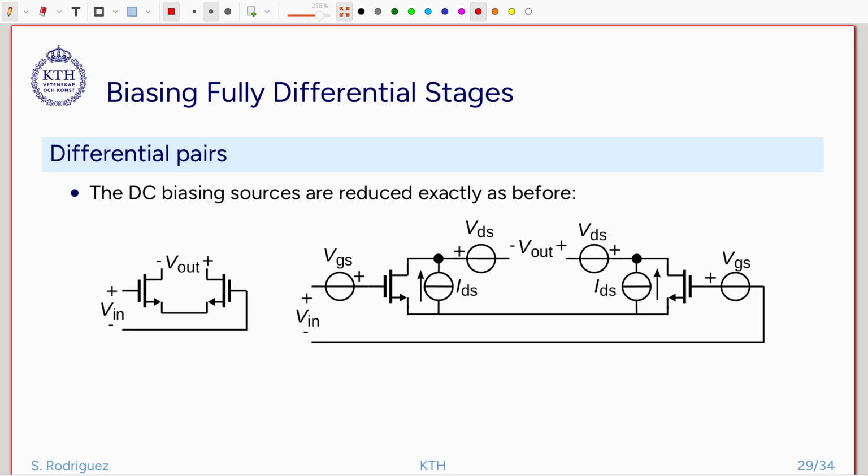The last part of this lecture is how to bias differential pairs. So for the differential pair, we have it here, the small signal path, and we'll see how we connected the transistors for differential configuration, fully differential configuration, and then when we put the bias transistor, it will look like this. Okay, so then we have to do the reduction exactly as we did before.